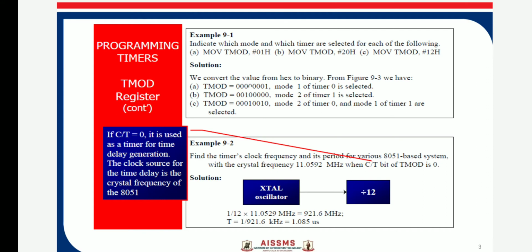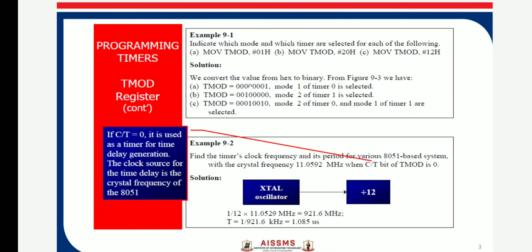Here we load the TMOD register with value 20. Here the lower 4 bits, or lower nibble, is 0, so definitely we are not using timer 0. The 2 indicates timer 1 and mode 2. Similarly, for example C, MOV TMOD, #12 hex. This 2 represents mode 2 of timer 0 and 1 represents mode 1 of timer 1.